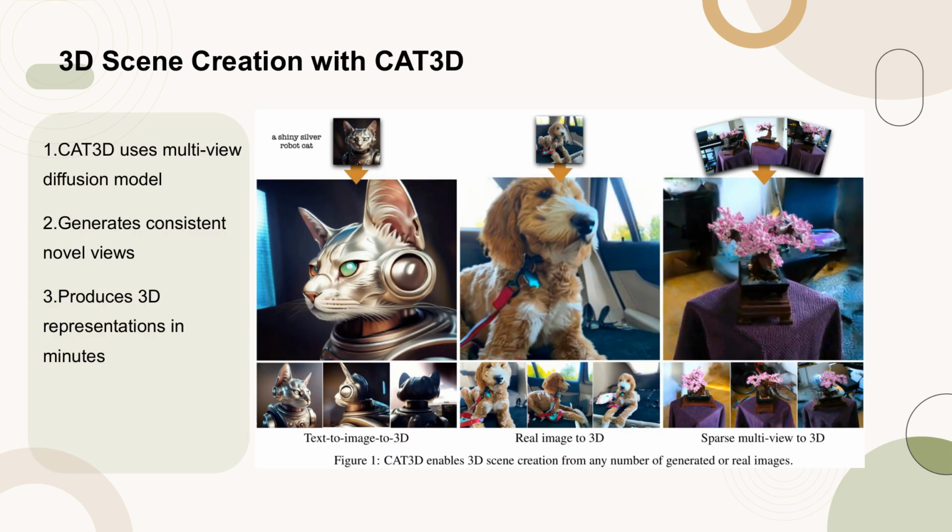Figure 1 illustrates how CAT3D facilitates the creation of 3D scenes from any number of generated or real images. The process involves utilizing a multiview diffusion model to generate consistent novel views of the scene. These generated views are then used as input for robust 3D reconstruction techniques, resulting in 3D representations that can be rendered from any viewpoint in real time. CAT3D significantly reduces the time required for 3D scene creation, outperforming existing methods for single-image and few-view 3D scene creation.